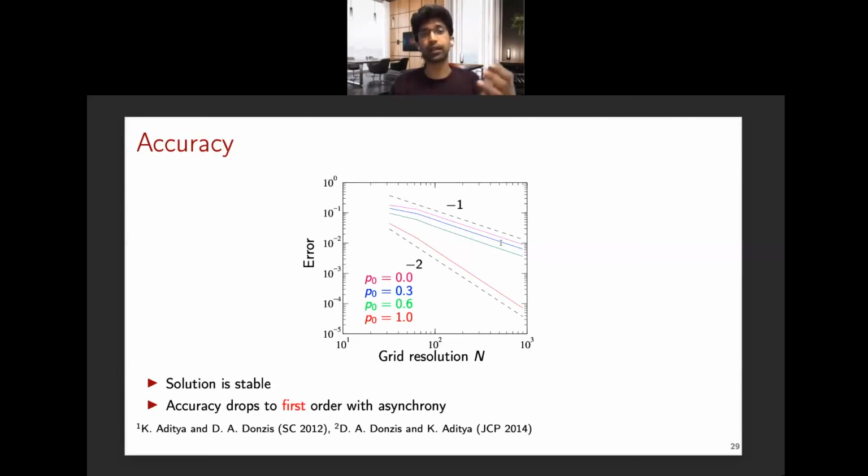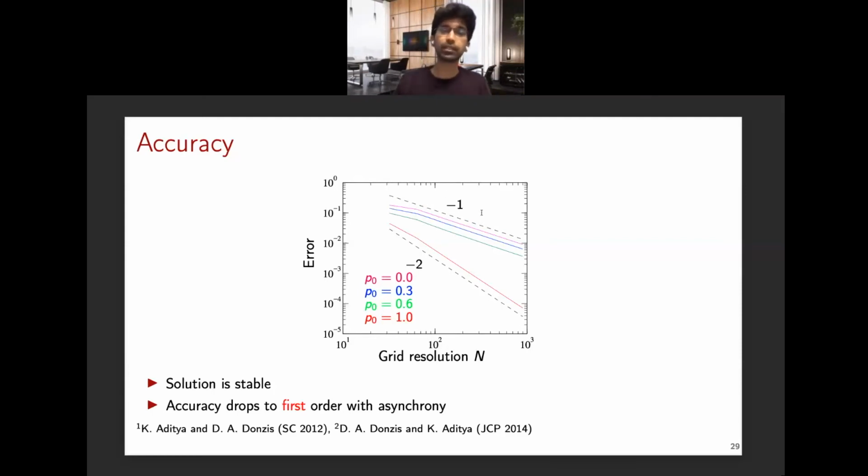However, the rate at which the error is decreasing has dropped from -2 to -1. Okay, that means the order of accuracy has gone down from a second order accurate solution to a first order accurate solution. With the increase in the amount of asynchrony, what you observe is the slope still remains -1, but what you see is an increase in the absolute magnitude of the error. Okay, so the takeaways here are the numerical scheme is stable. That means as you increase the number of grid points, the solution error is decreasing. However, there is a drop in accuracy of the solution. It is becoming a first order accurate solution instead of a second order accurate solution. And also with an increase in asynchrony, we are also incurring large amounts of error.